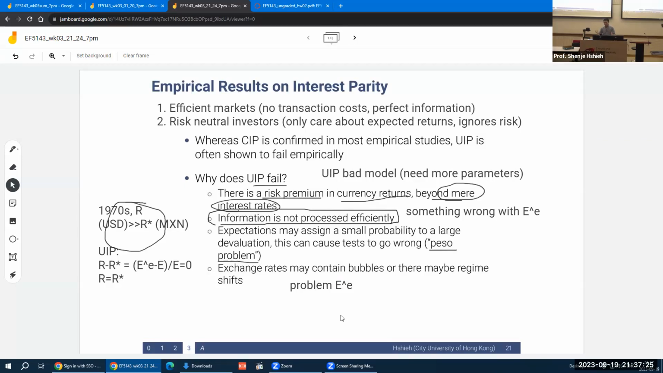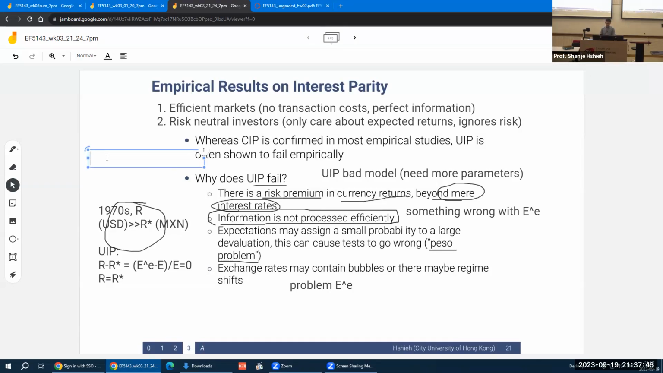All right, so hopefully you have a better understanding of using UIP as a tool to forecast exchange rates. It's in textbooks everywhere. Okay, it's tested on the CFA. It's a very easy model to work with. Usually people backtest this with future data.